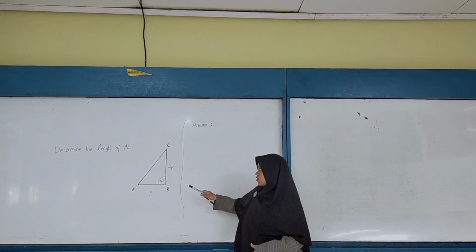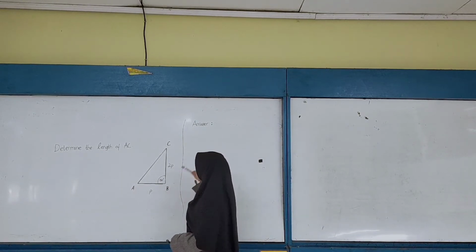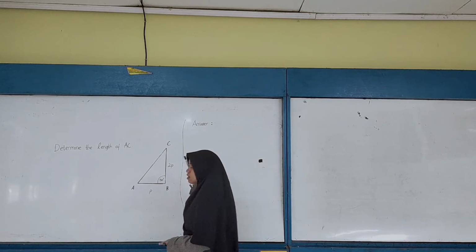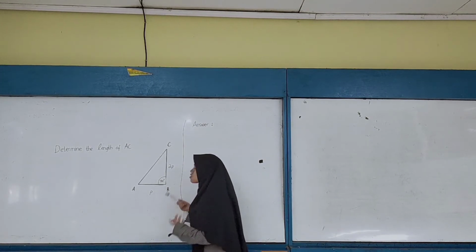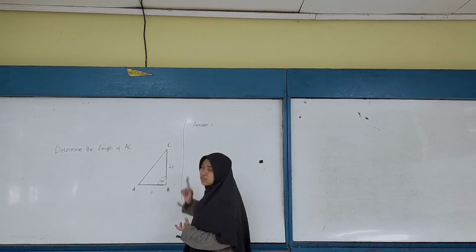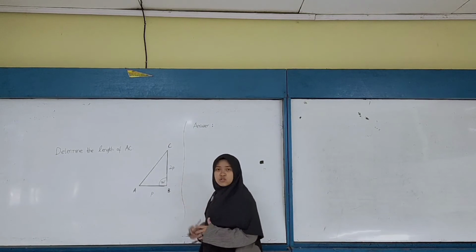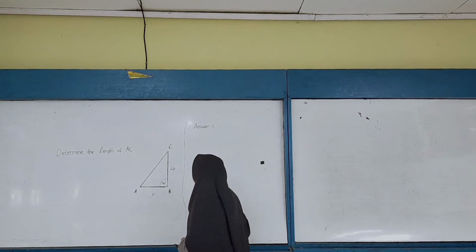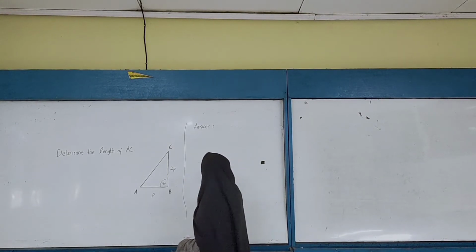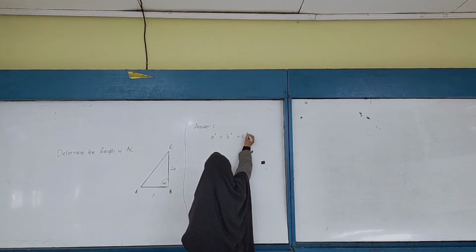Okay guys, let's solve this problem. We are asked to determine the length of AC. Now we are given a triangle with one angle equal to 90 degrees. So we can conclude that the triangle ABC is a right triangle. And then we can use the Pythagorean theorem here. Okay, based on the Pythagorean theorem, A squared plus B squared is equal to C squared.